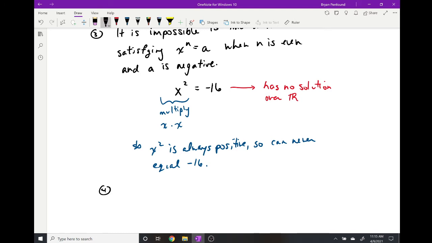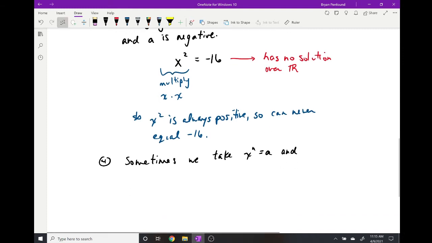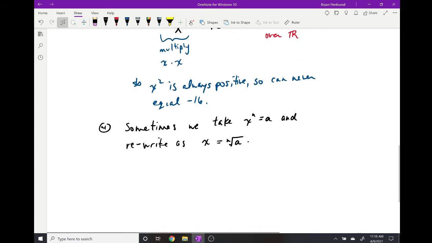And the last thing I want you to be mindful of is that it's quite possible to rearrange this equation a little bit to solve for x. Okay, and this is where the terminology nth root comes from. So this is x is equal to the nth root of a. So this is how we can rewrite this expression in radical form.